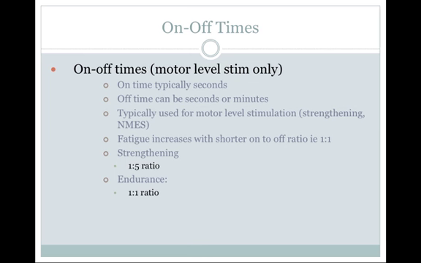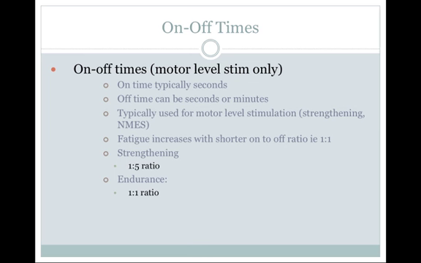On-off times. Okay, you're only going to see on-off times on our motor level stims. The two motor level stims that we're going to be using are biphasic and Russian stimulation. Again, you can also do it with high volt, but mainly we're going to be using biphasic and Russian. Our on time is usually measured in seconds, and off time can be measured in seconds or minutes.